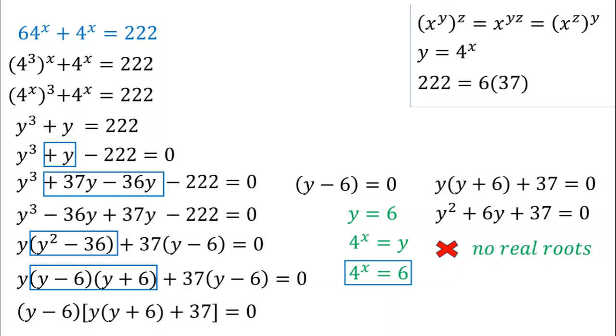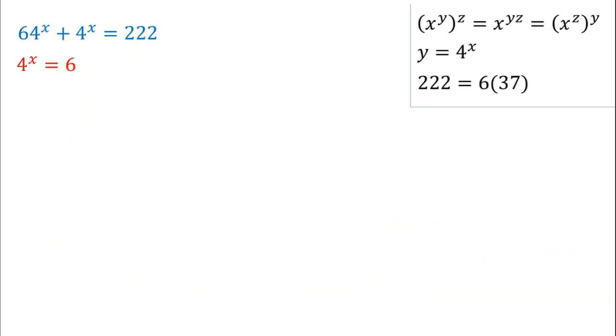But you'll also recall that we had let y equals 4 to the power of x, and so combining these two equations allows us to simplify even further and put down 4 to the power of x equals 6. So let's carry this into a new page. Once again, we have the original equation of 64 to the x plus 4 to the x equals 222. And we have simplified this enormously into 4 to the power of x equals 6.